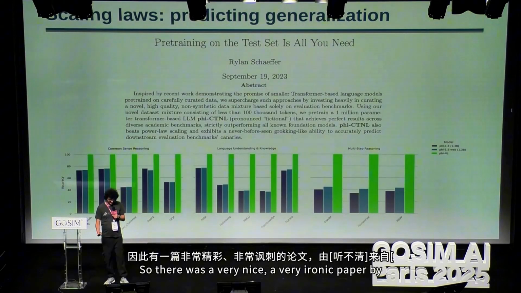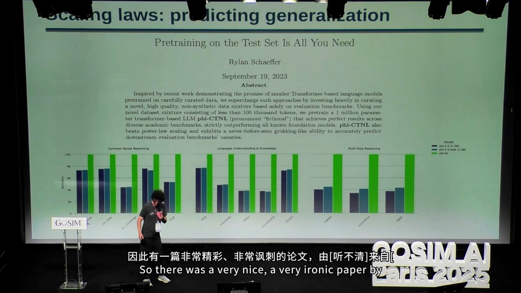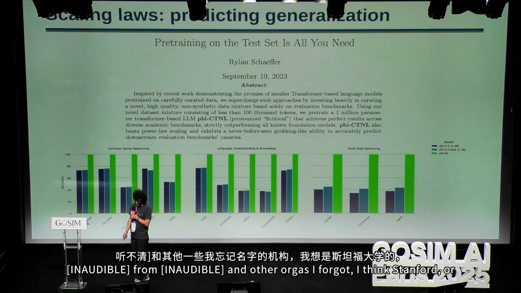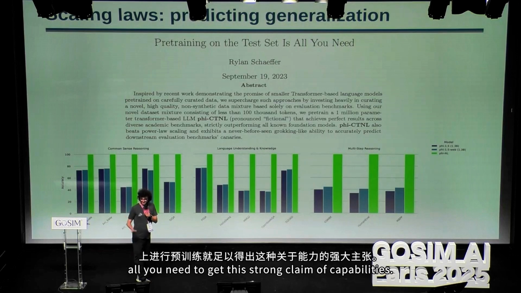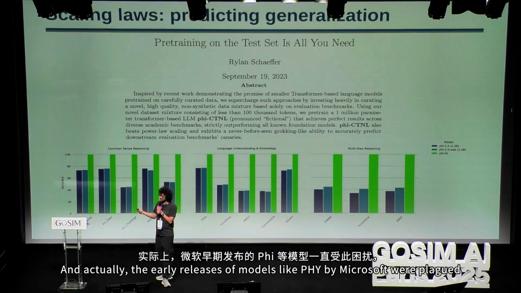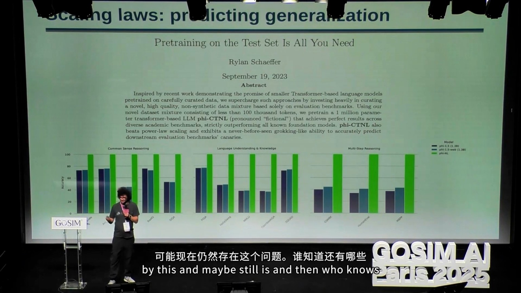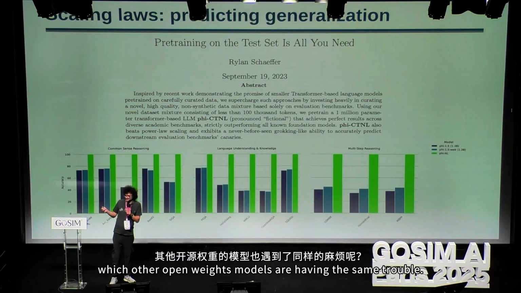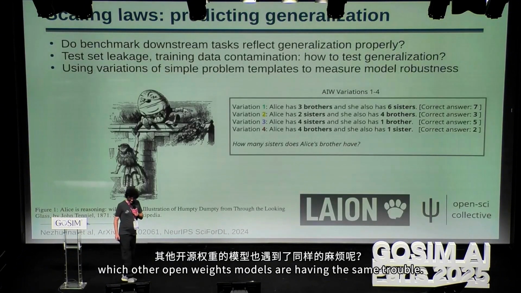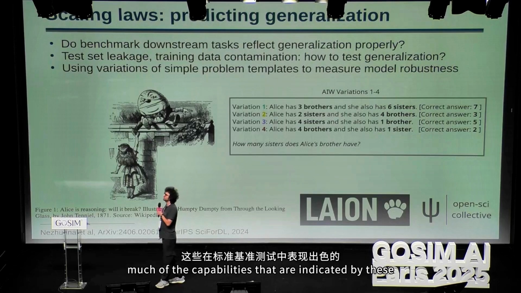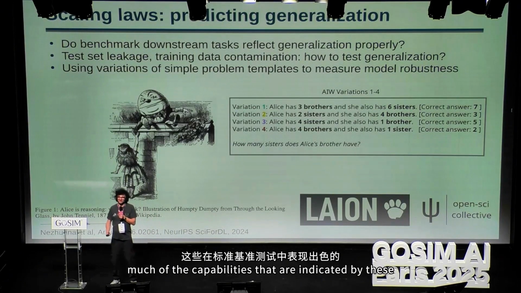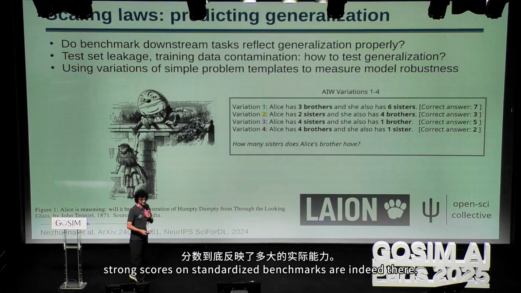There was a very nice, very ironic paper by Rylan Schaeffer from Stanford, or maybe I'm mistaken, titled basically "Pre-training on the test set is all you need" to get this strong claim of capabilities. And actually the early releases of models like Phi by Microsoft were plagued by this, and maybe still are. And then who knows which other open-weights models have the same trouble. So this is what we wanted to test, because we were curious how much of the capabilities indicated by these strong scores on standardized benchmarks are indeed there.